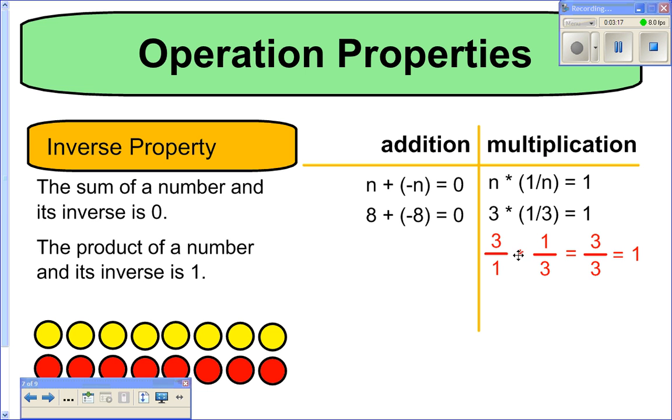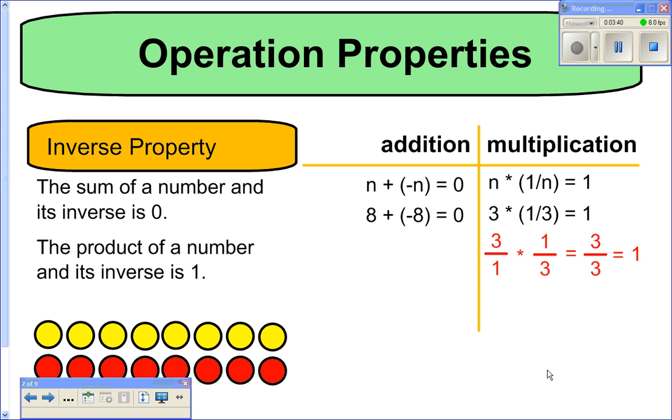So 3 over 1 times its reciprocal, 1 over 3, would be 3/3. You don't need a common denominator when multiplying fractions, so we just multiply straight across. 3 times 1 equals 3, and 1 times 3 equals 3. And 3/3 can be reduced to 1.